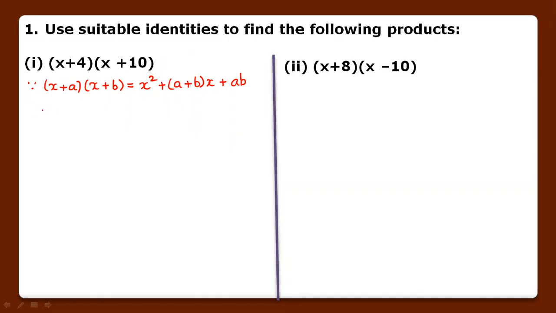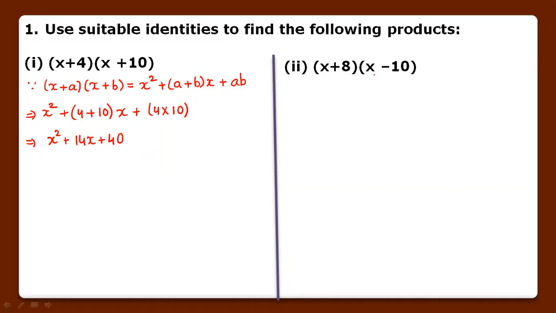X here is x, so x square plus a plus b. A is 4 and b is 10. 4 plus 10 into x plus a into b, meaning 4 multiplied by 10. This implies x square plus 14x plus 40. In this way we can find the product.